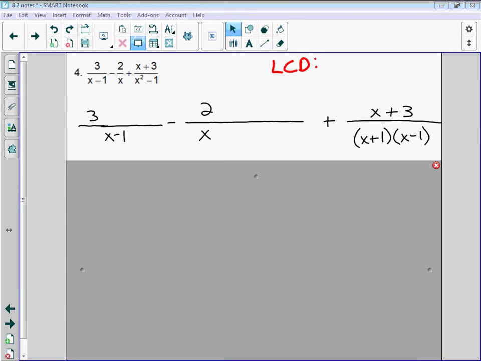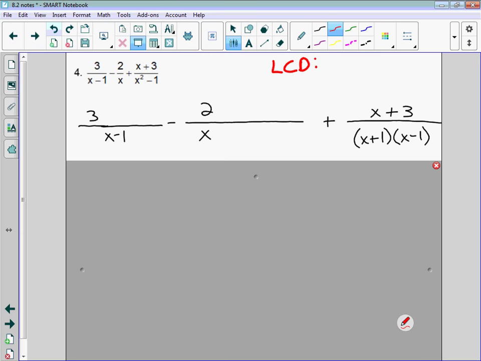Okay, so example 4 from 8.2, the first thing that we need to do is factor. So this is a difference of two squares, which would factor into x plus 1 and x minus 1. And then from there, we need to identify what the LCD is equal to. So everything has to be represented.